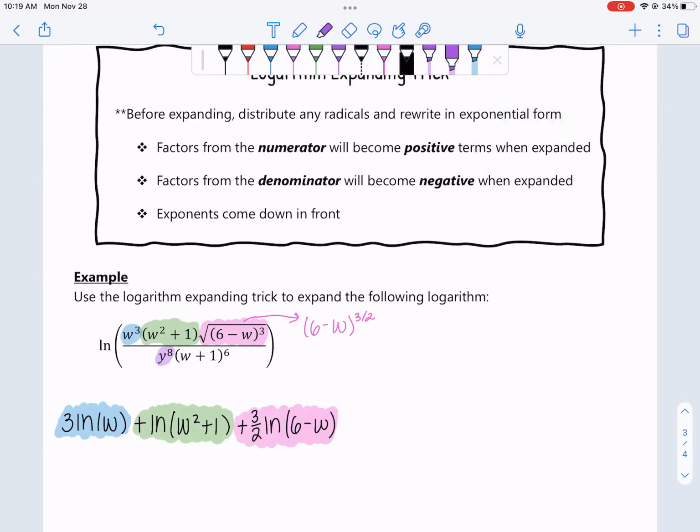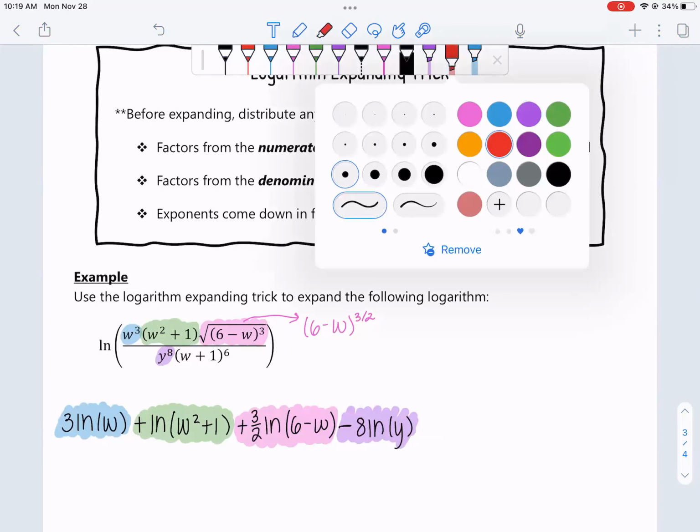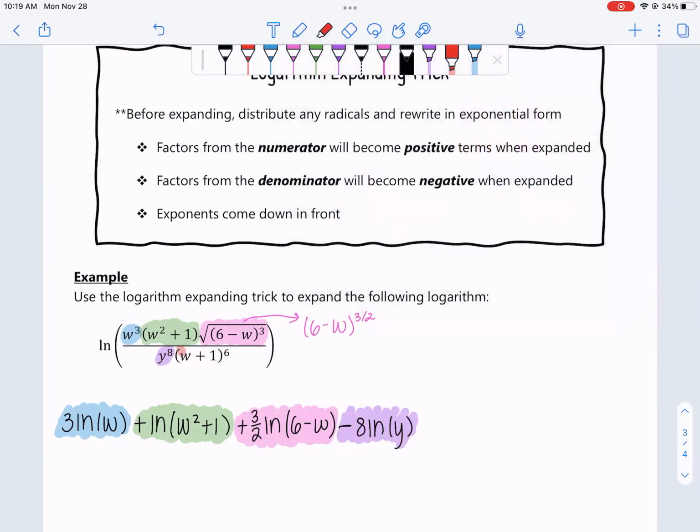Y to the 8th. It's in the denominator, so it's a minus. The exponent is 8, so it's minus 8 ln y. W plus 1 raised to the 6th is in the denominator, so it's a minus. The exponent is 6, ln of w plus 1.